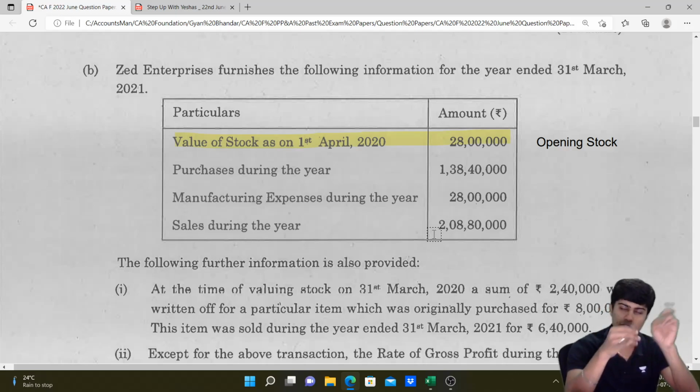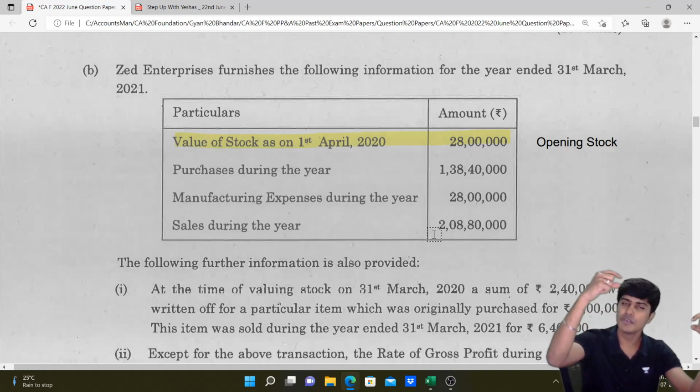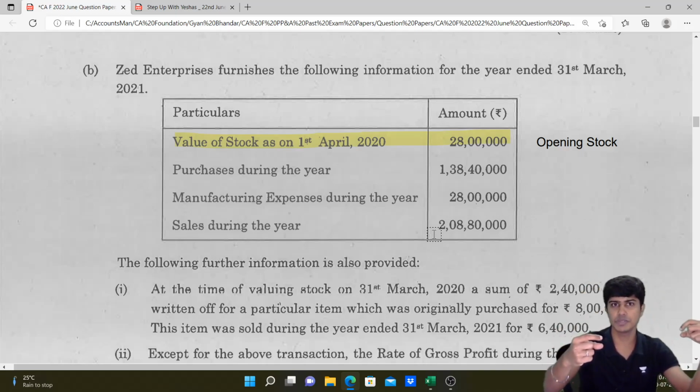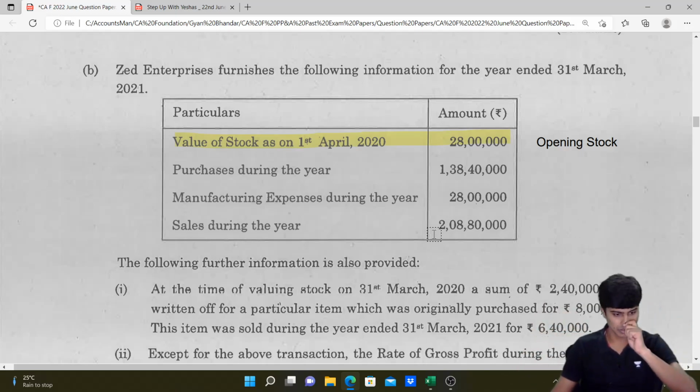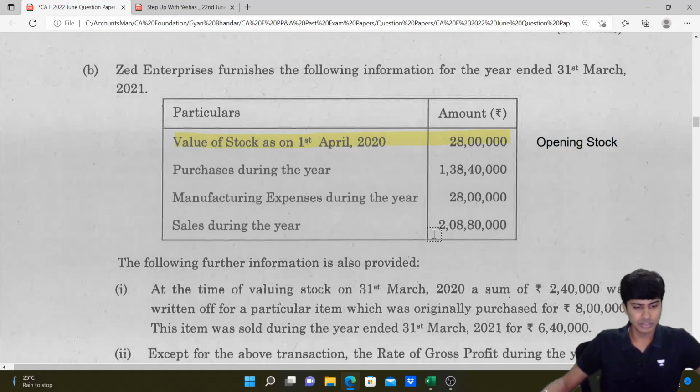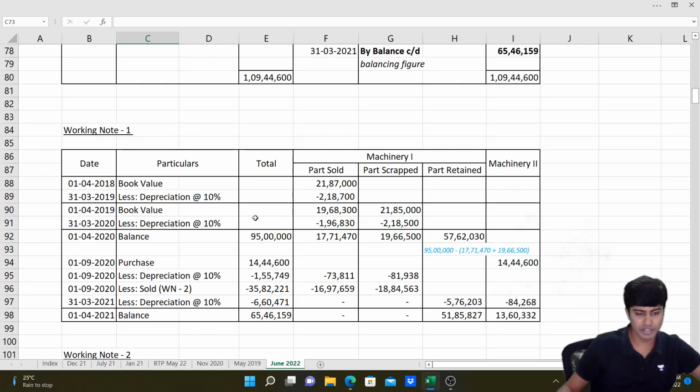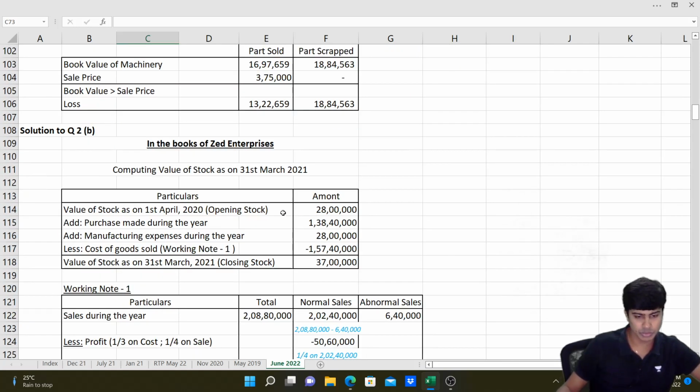Because COGS formula is opening stock plus purchase plus direct expense minus closing stock. We would know COGS, opening stock, purchases, and manufacturing expenses. Only thing that we don't know is closing stock. Got that? Very good. Let's start. So opening stock is 28 lakh. So I've written opening stock as 28 lakh.